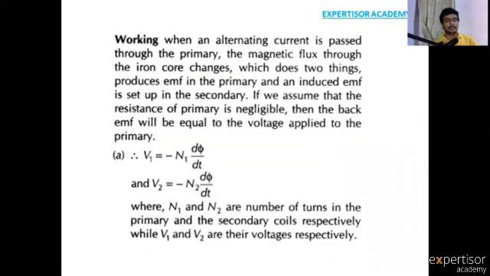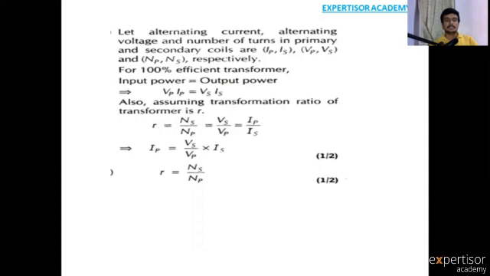Next, working of the transformer: the AC current is applied to the primary coil. The flux is generated. This magnetic flux gives the EMF in primary and induced EMF in secondary coils. So assume these EMFs V1, V2, according to Faraday's law of electromagnetic induction, we derive the equations N1 d phi by dt, N2 d phi by dt. Here N1, N2 are the number of turns in primary and secondary coils, V1, V2 are the voltages respectively.